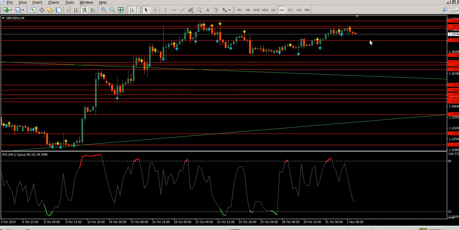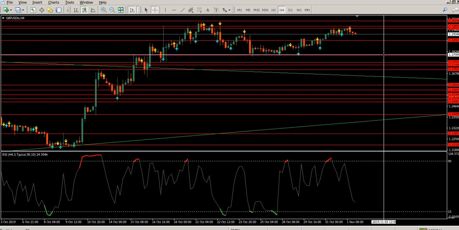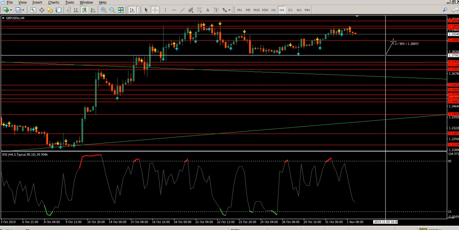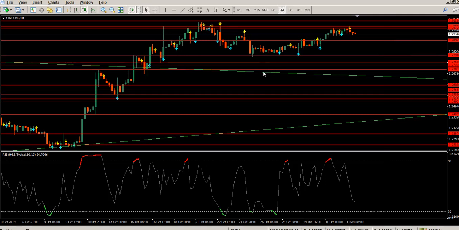I'd like to see it move down. If it breaks this level here, I'd like to see it come down here and give us a buy trade. Bounce off of this level here. Maybe we'll collect most of that 97 pips there. That'd be an awesome trade.